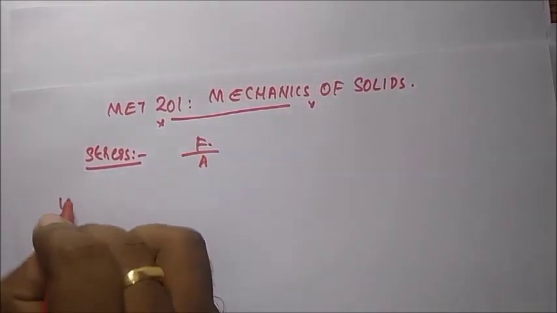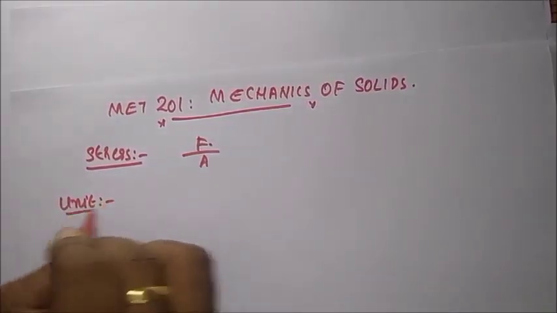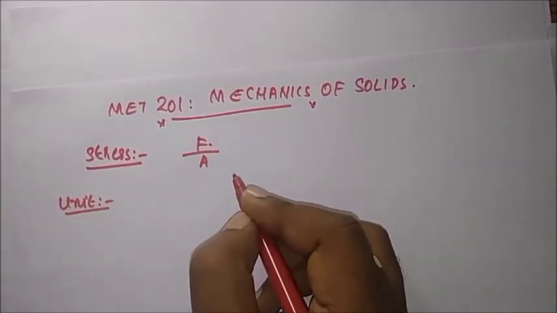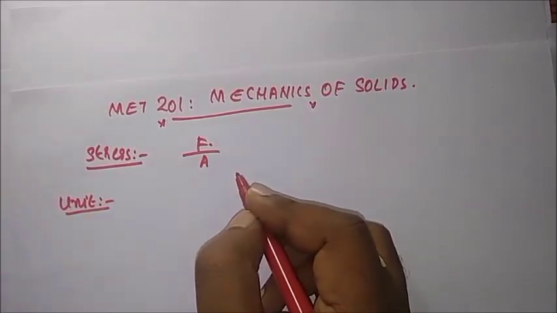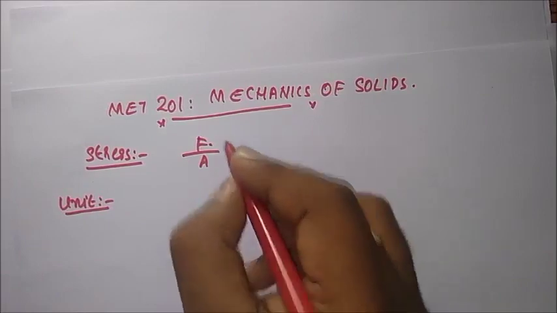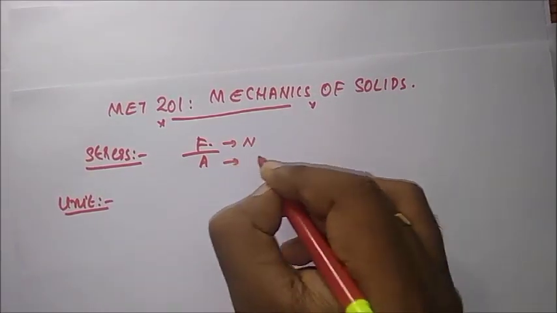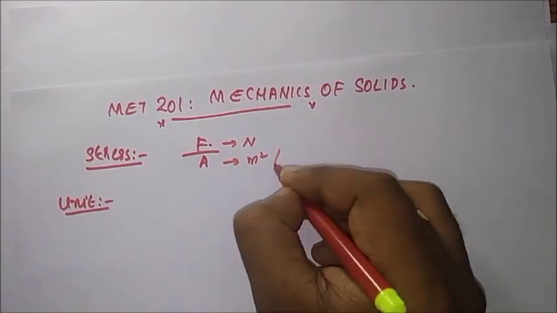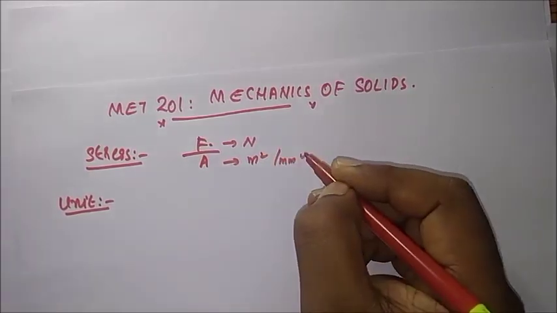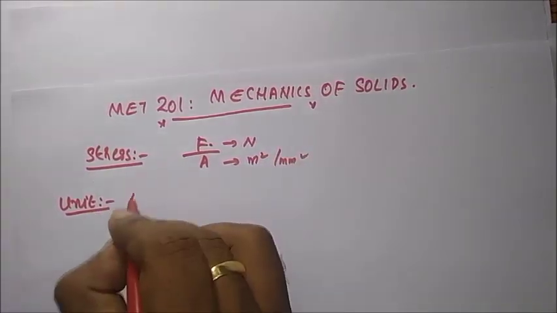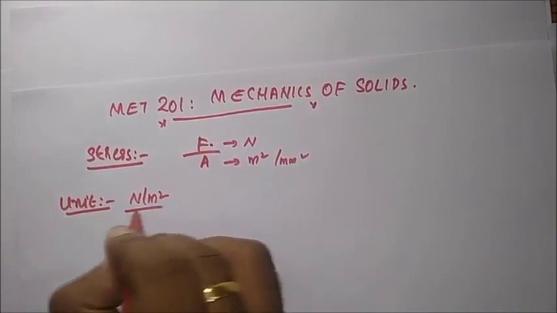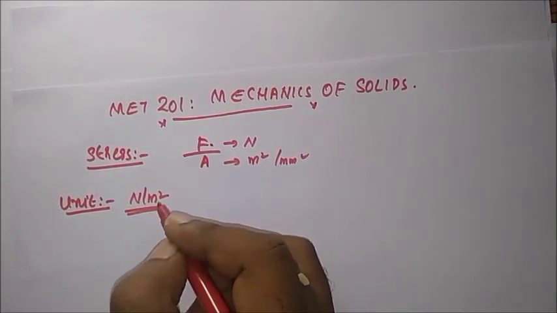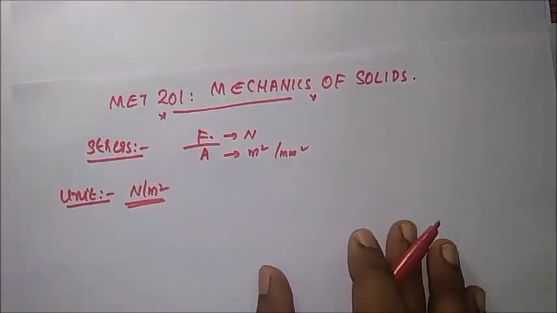Then what is the unit of stress? What is the unit of force, or load? That is Newton. And what is the unit of area? That is meter square or millimeter square. Therefore, its unit is Newton per meter square. The unit of stress is Newton per meter square.